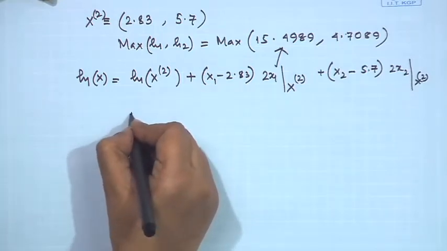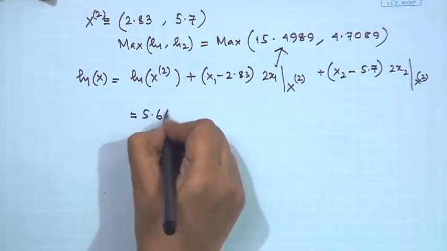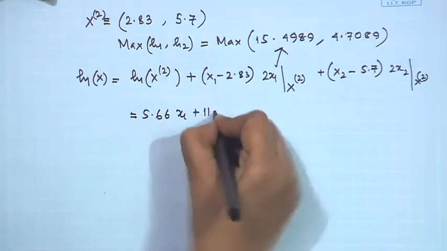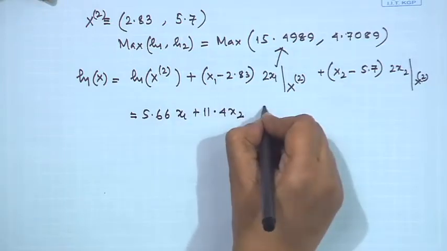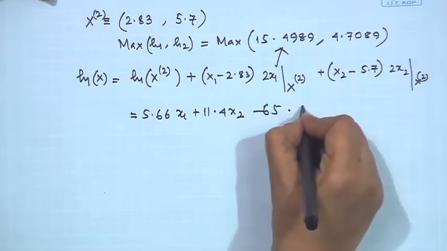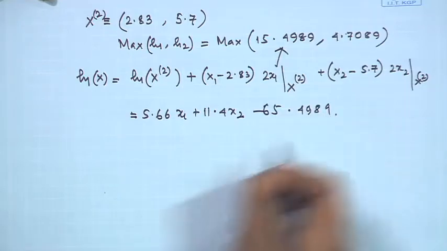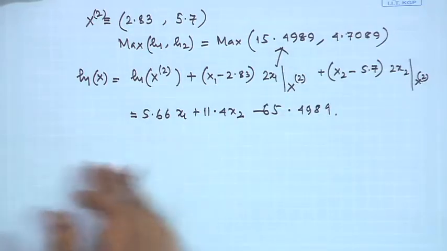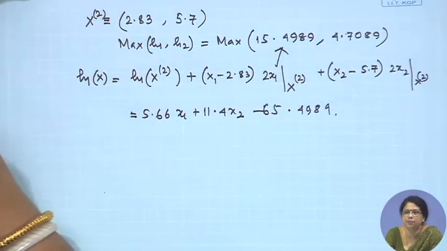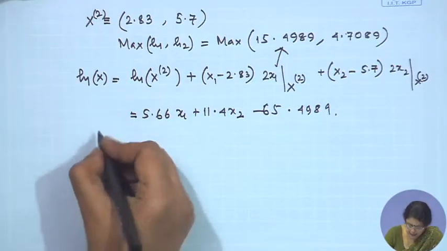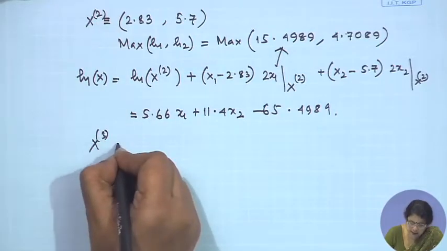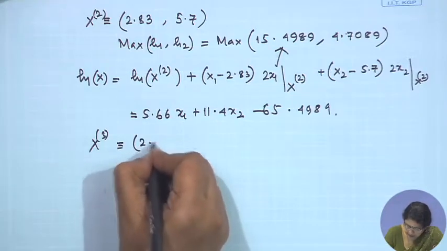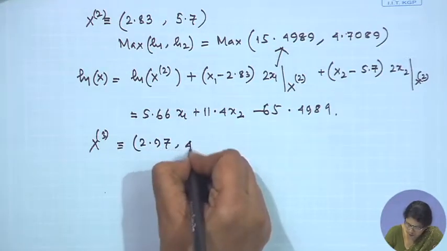This is equal to 5.66 x1 plus 11.4 x2 minus 65.4989, we will get. Again we will append this constraint to the previous problem, and we will get the optimal solution x3 in this way. One by one, let me just write down all the solutions for you.